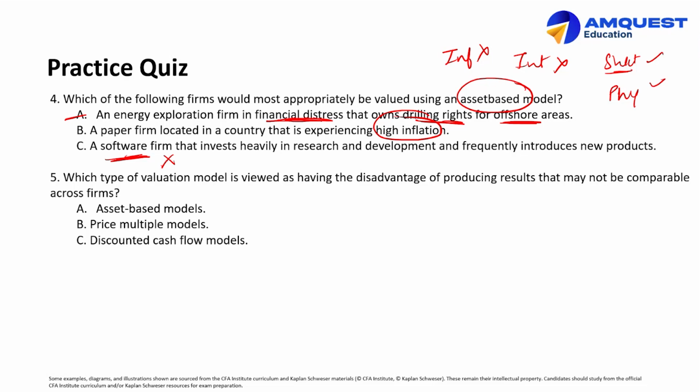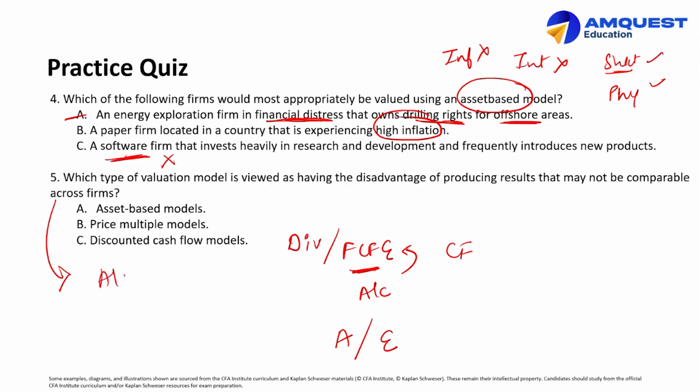So last one, which type of valuation model is viewed as having the disadvantage of producing results that may not be comparable across firms? Option C, discounted cash flow model. In discounted cash flow, if the firm is dividend paying, fine, otherwise I can use FCFE. In FCFE, accounting manipulations don't work. Why? Because this is based on cash flows. So assets cannot differ, earnings cannot differ, because everything is based on cash flow. Not comparable across firms, what is the primary reason? Accounting differences, debt equity ratio differences, differences in tangible and intangible mix. DCF is based on dividend and FCFE which is based on cash flow. So this is not the answer.